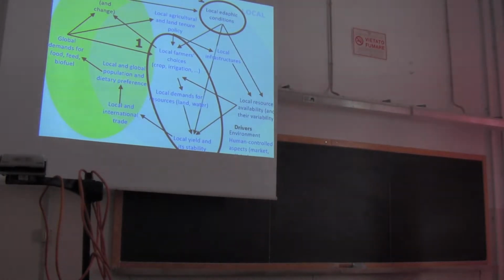Today I will start by talking a bit about the progression from local farmers' choices, crop, irrigation, to the demands of water and yield stability, and how they are affected by local adaptive conditions. I will then zoom in on the crop and then finish up by talking a bit about where we get the water to implement this.